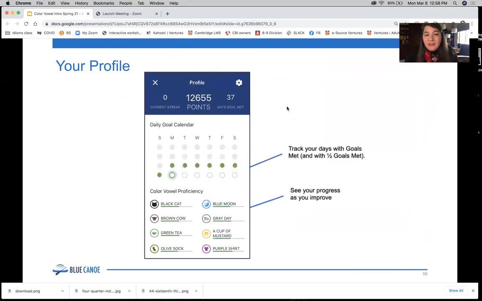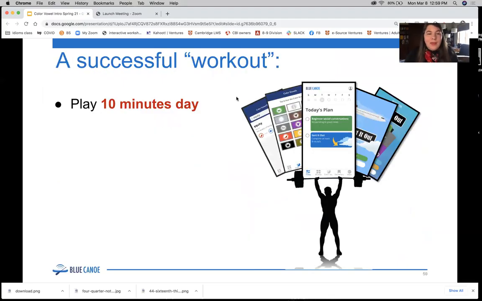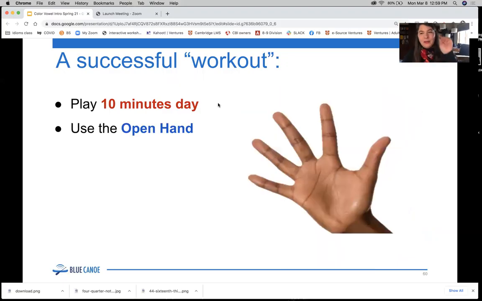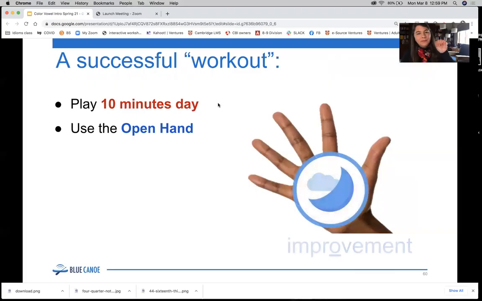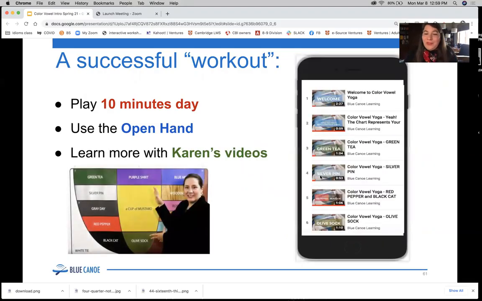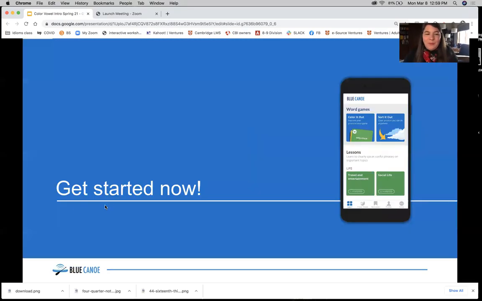Also, there's a profile. You can see how well you do. And this is your homework. Okay, play 10 minutes a day. Use your open hand. Blue moon improvement. Say it with me. Blue moon improvement. Okay. Also, there's more videos in there. There's quizzes. There's lots of fun things in Blue Canoe. So get started now. Each day you will have a daily plan in Blue Canoe, and that is your homework. It takes you about 10 minutes a day.